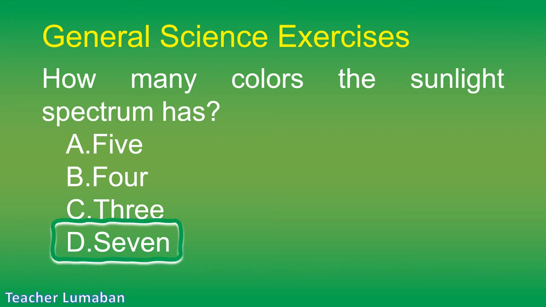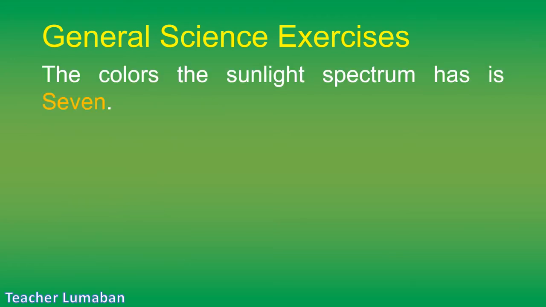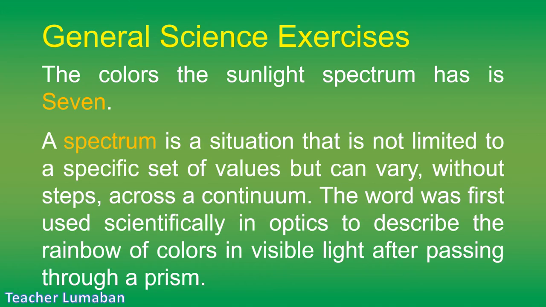The correct answer is letter D, 7. The number of colors the sunlight spectrum has is 7. A spectrum is a condition that is not limited to a specific set of values but can vary, without steps, across a continuum. The word was first used scientifically in optics to describe the rainbow of colors in visible light after passing through a prism.